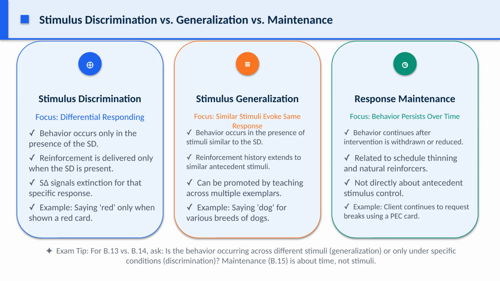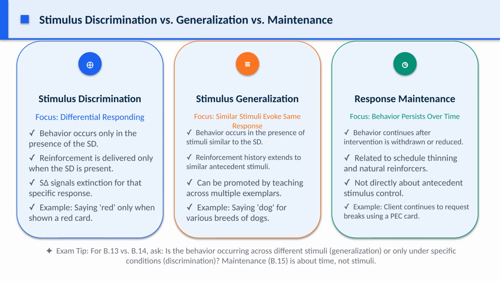On this slide, we distinguish three critical concepts for stimulus control on the BCBA exam. Stimulus discrimination means a behavior occurs only in the presence of the SD because reinforcement is delivered exclusively when that discriminative stimulus is present, while the S delta signals extinction for that response, like saying red only when shown a red card, not a blue one.